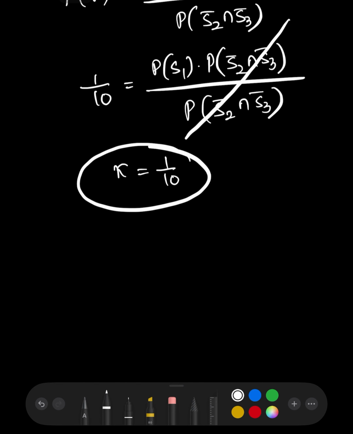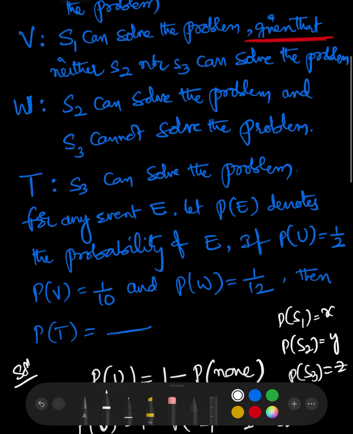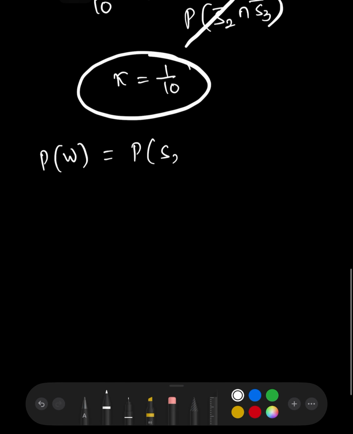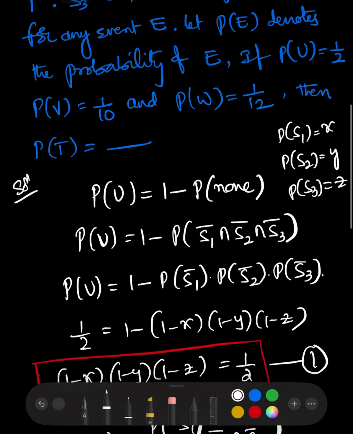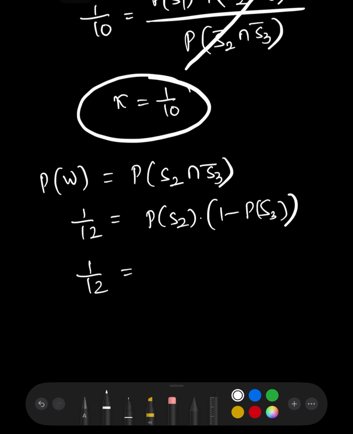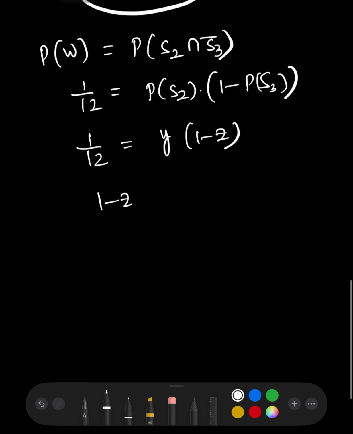Right. Now coming to the third case, that is P of W. S2 can solve the problem, S3 cannot. So the probability that S2 can solve the problem and S3 cannot, P of W, is 1 by 12. That is equal to P of S2 into 1 minus P of S3. So 1 by 12 equals y into (1 minus z), so that 1 minus z equals 1 by 12y.